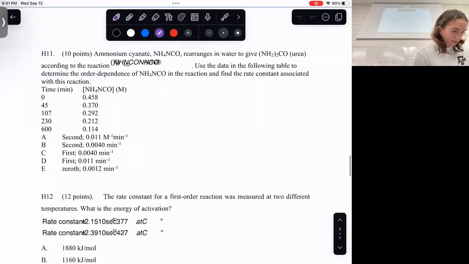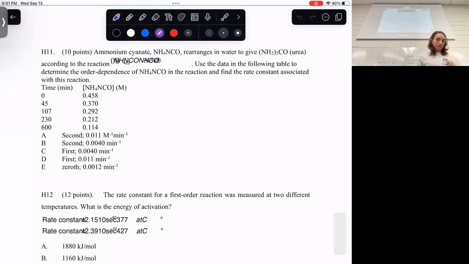Okay. Question 11. So we have ammonium cyanate rearranging in water to give urea in this weird reaction. We want to use the data in the following table to determine the order dependence of ammonium cyanate in the reaction and find the rate constant associated with this reaction.